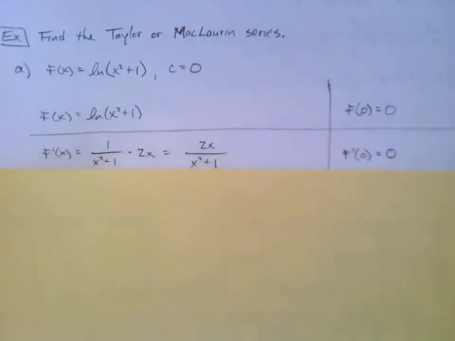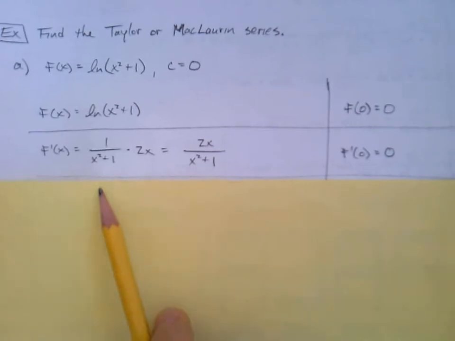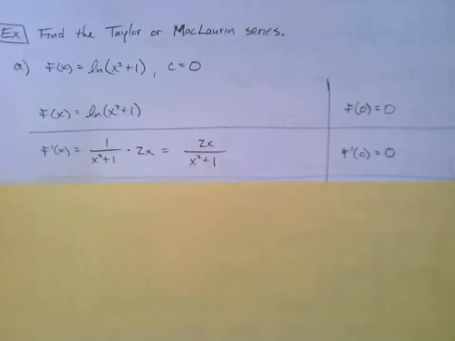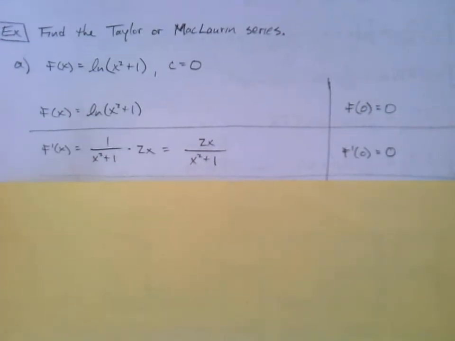Then we're going to go on. We're going to look at the first derivative. Okay. So here our first derivative, we got a chain rule going on, right? 2x over x squared plus 1. And if we evaluate that at 0, f prime of 0, well, that's going to equal 0 as well. Okay. All the zeros happening so far.